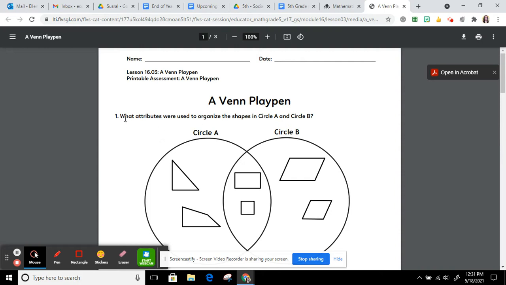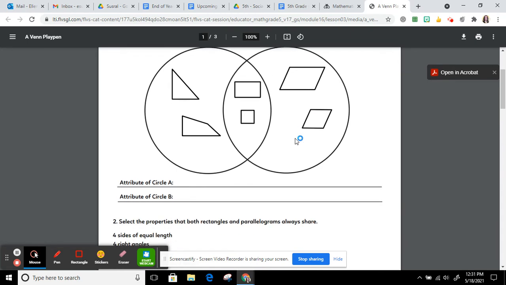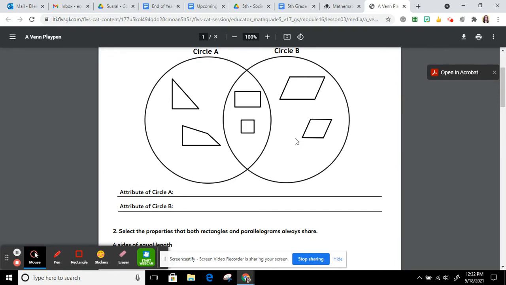So for number 1, it says, what attributes were used to organize the shapes in circle A and circle B? So you're going to take a look at circle A and circle B in this Venn diagram, and you're going to look at the attributes. An attribute is like a characteristic. So what characteristics are used to classify these shapes in circle A? And what attributes or characteristics are used to organize the shapes in circle B?